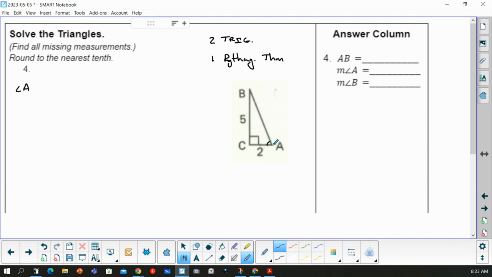Opposite and adjacent is tangent. So what I'm going to do is write tangent. The angle still goes here, even though it's unknown. Tangent of A equals the opposite over the adjacent. 5 over 2.